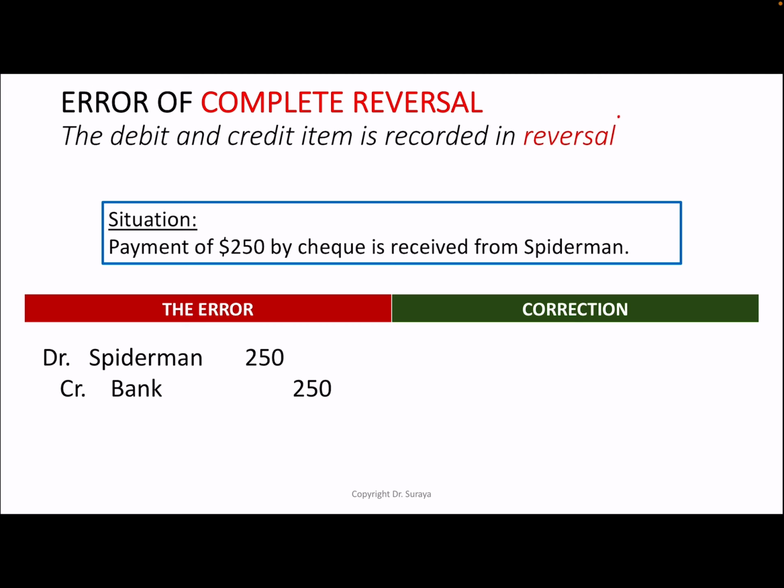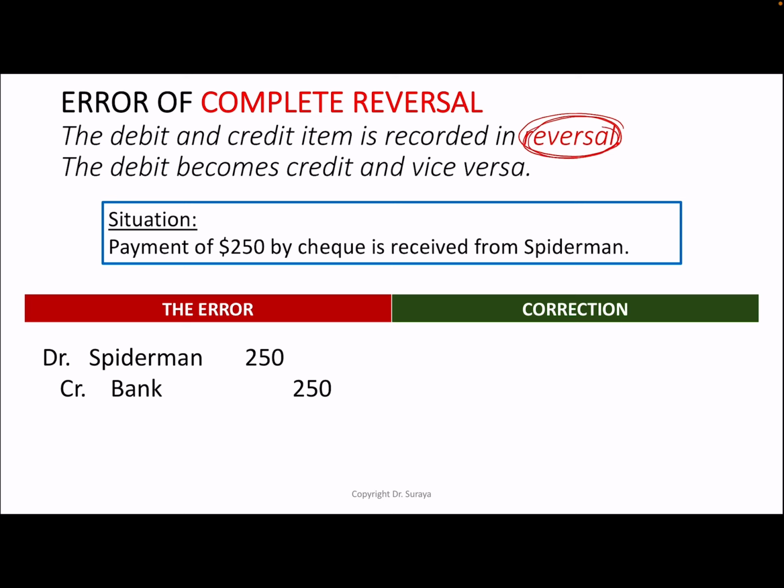This is called the error of complete reversal. So error of complete reversal, the debit and credit item is recorded in reverse, which means the debit becomes credit and the credit becomes debit. So look at the situation. This is very interesting, guys. Payment of 250 by check. So there is a payment of 250. It's supposed to be credit bank.